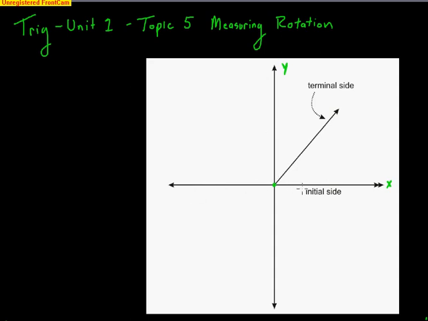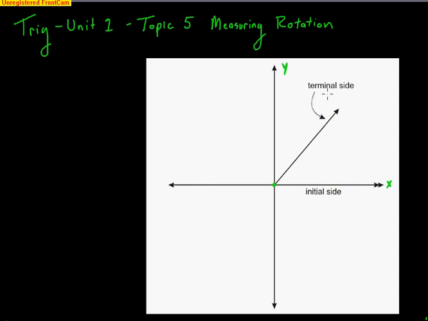So again, it's a little bit different than bearings. Remember, bearings were in terms of a compass, not an XY coordinate grid, and we were always northeast or northwest or southeast, southwest, whatever. This is not that. This is applying it to the XY coordinate grid. Okay, so the initial side is always the positive x-axis no matter what.